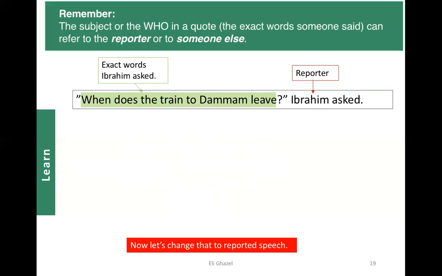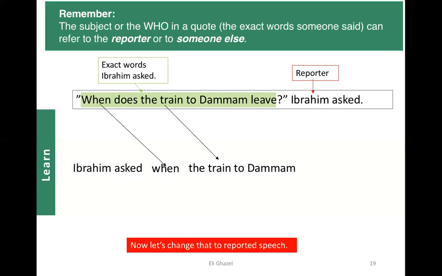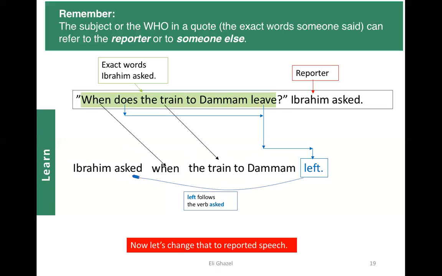Now, let's change that to reported speech. We go back to the reporter, Ibrahim asked, and we have to start with the question word, when, but it has a does. So we need to drop that does and put the train to Dammam. Now, since we have asked this in the past and leave is not, we need to convert leave to left because left follows the verb asked.